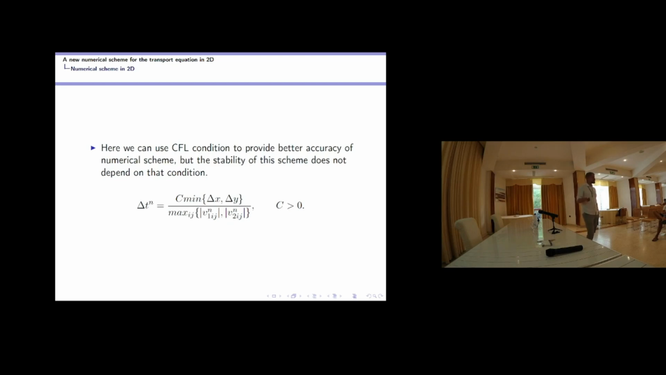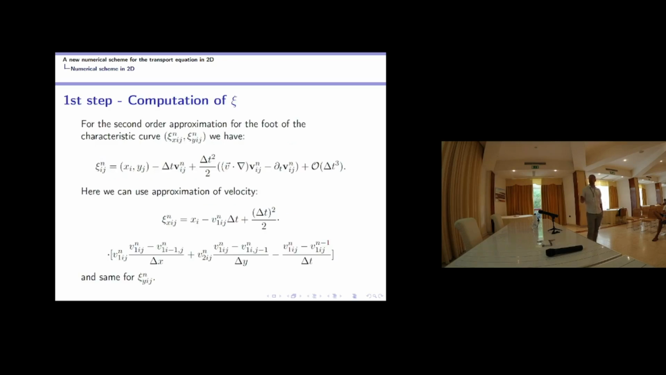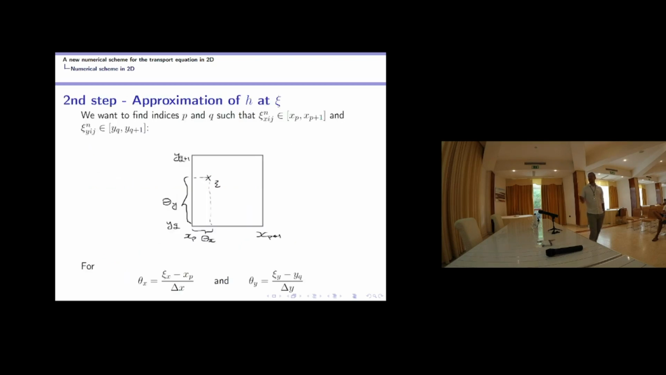Of course, we can use the CFL condition, or Courant number, to provide better accuracy of the scheme, but the stability of this scheme does not depend on this condition. Why? Because if you look better here, we have just an error which depends on the time step. And in this second step, which is approximation of function h at the foot of the characteristic curve, we will have only an error which depends on space steps.